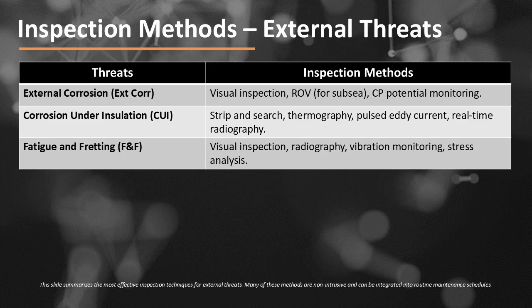When the threat is corrosion under insulation or CUI, then the inspection methods to use for detecting the threat are strip and search, thermography, pulsed eddy current, real-time radiography. When the threat is fatigue and fretting or FF, then the inspection methods to use for detecting the threat are visual inspection, radiography, vibration monitoring, stress analysis.